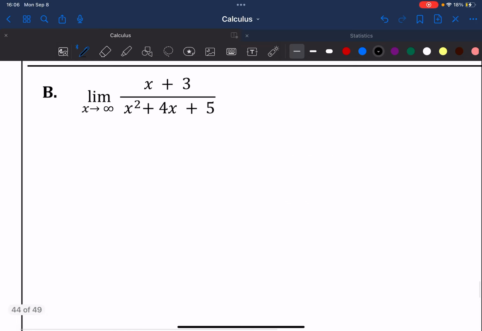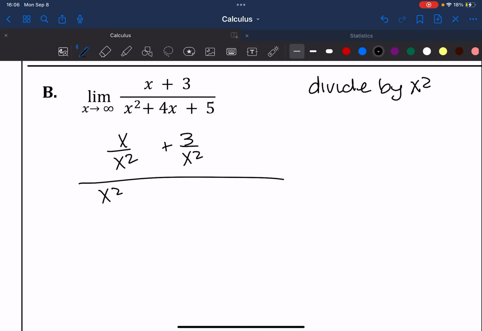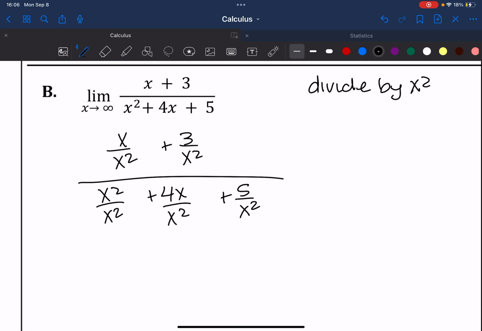Okay, part B, we're going to do the same. We are again looking at the denominator to find the highest degree, and we see that is x squared. So I'm going to divide by x squared. So I have x divided by x squared plus 3 over x squared, over x squared plus 4x over x squared plus 5 over x squared.